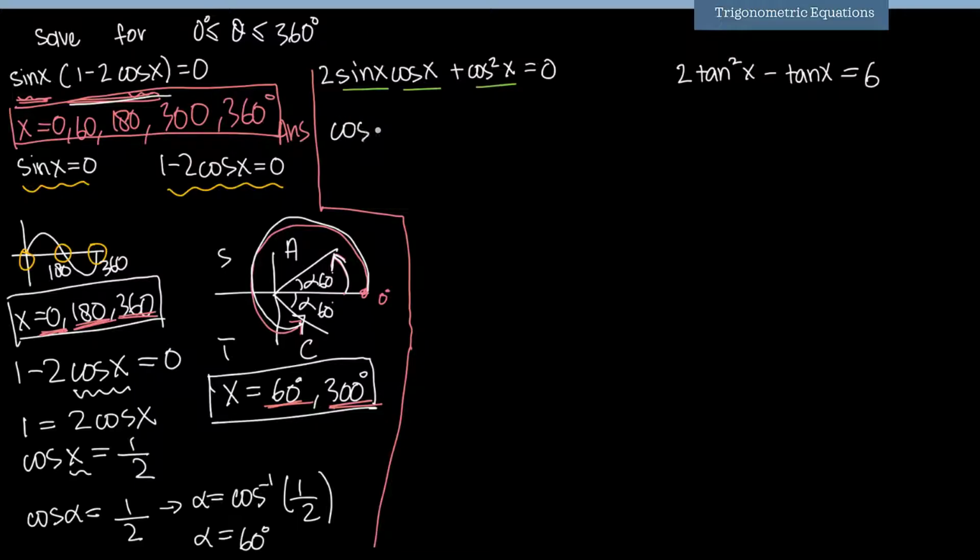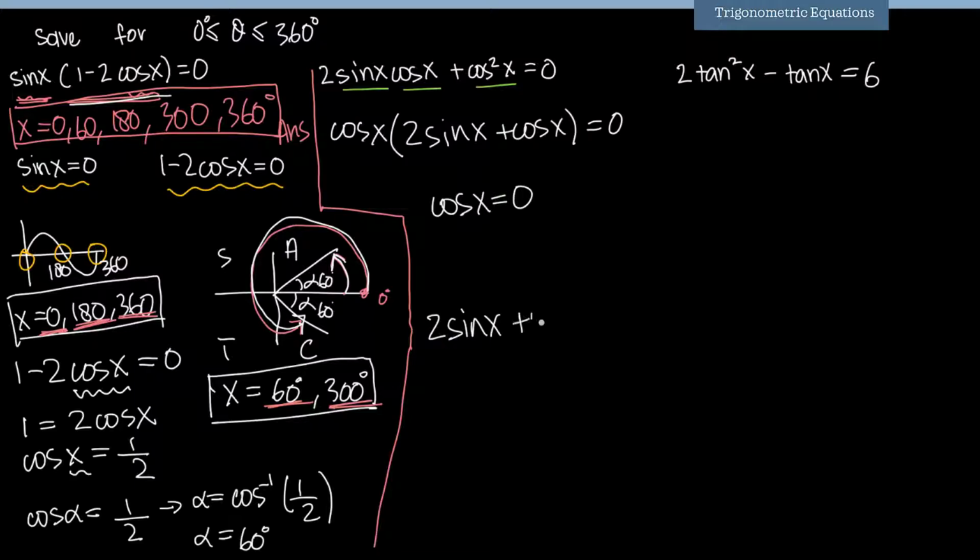So if I take cosine common, I'll get cosine x times (2 sine x plus cosine x) is equal to 0. And this is now factorized. So I can equate cosine x is equal to 0 and write 2 sine x plus cosine x is equal to 0.